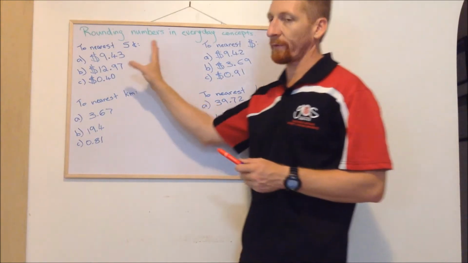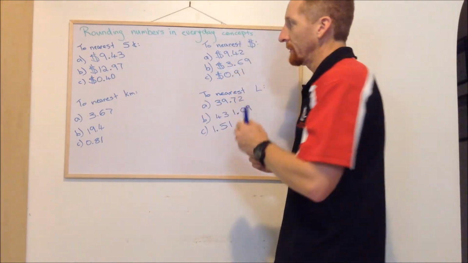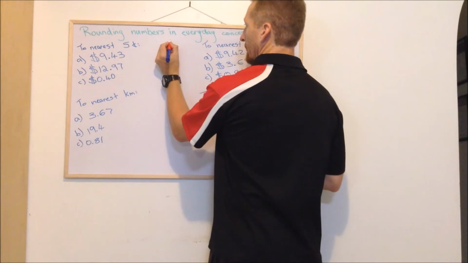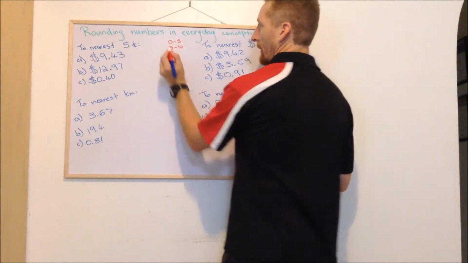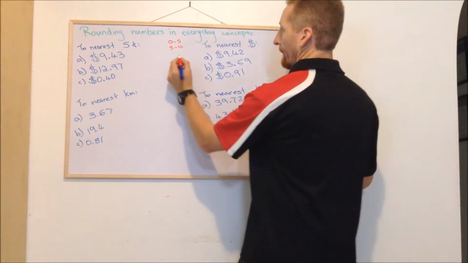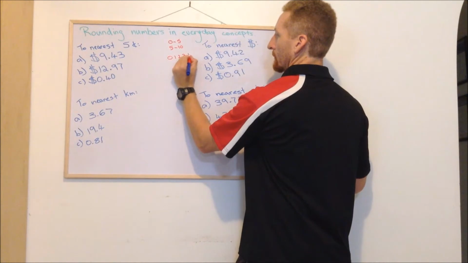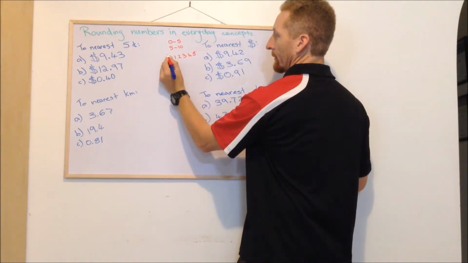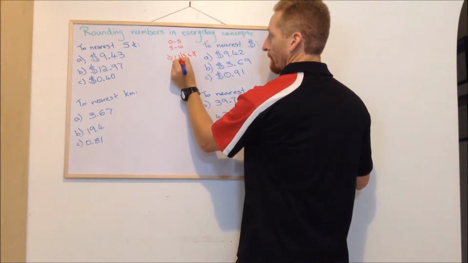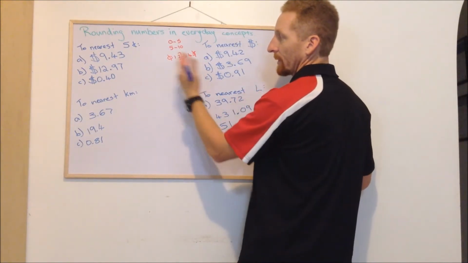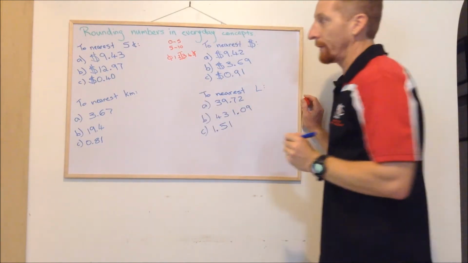So if we start with nearest 5 cents, when we're looking at 5 cent variables, we only have either between 0 and 5 or 5 and 10. So if we have between 0 and 5, we know the 0 and the 5 stay where they are. If we have 1 or 2, that will round back to the 0. If we have 3 or 4, that will round up to the 5.